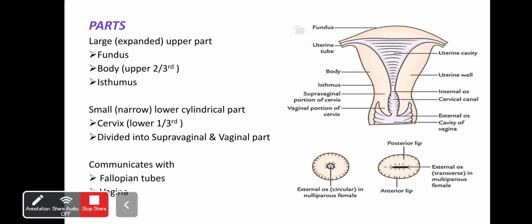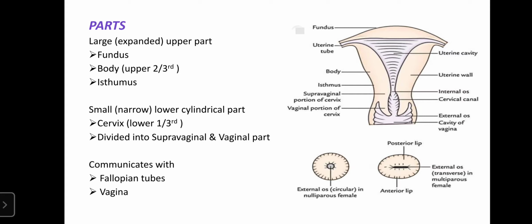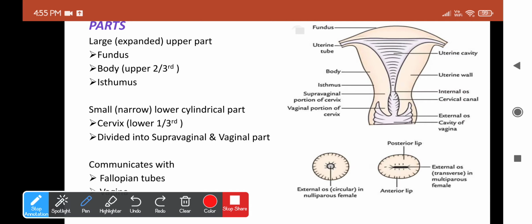Yes. Then we'll see about the parts of the uterus. In general, the entire uterus can be divided into a larger expanded upper part and a smaller lower part. This larger upper part can be further divided into the fundus, this dome shaped part, which will lie above the opening of the fallopian tube, and the body, which will contain this uterine cavity, and then the isthmus, which is the narrow constricted region connecting the uterine cavity to the cervical canal. Okay, and then the smaller lower cylindrical part is called the cervix.